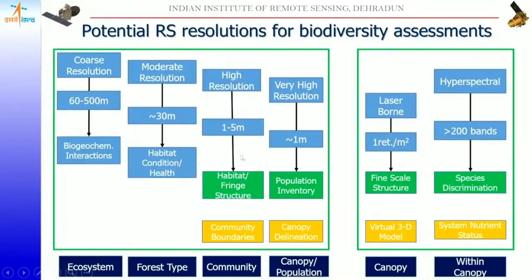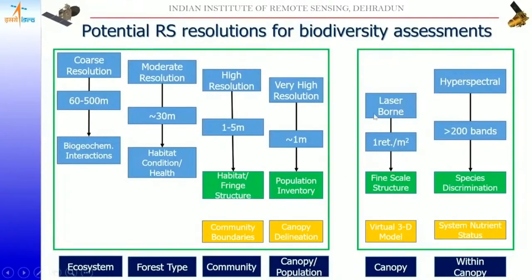With slightly higher resolution data, 1 to 5 meter, we can do the analysis at the community level, the boundaries of the community, the mixing patterns in a particular landscape, and how the communities are distributed. The recent trend is the use of very high resolution data, near to 1 meter or less than 1 meter, derived from various satellites as well as UAVs. These are very useful for population level inventory, and we can assess the canopy or the population inside the forest.